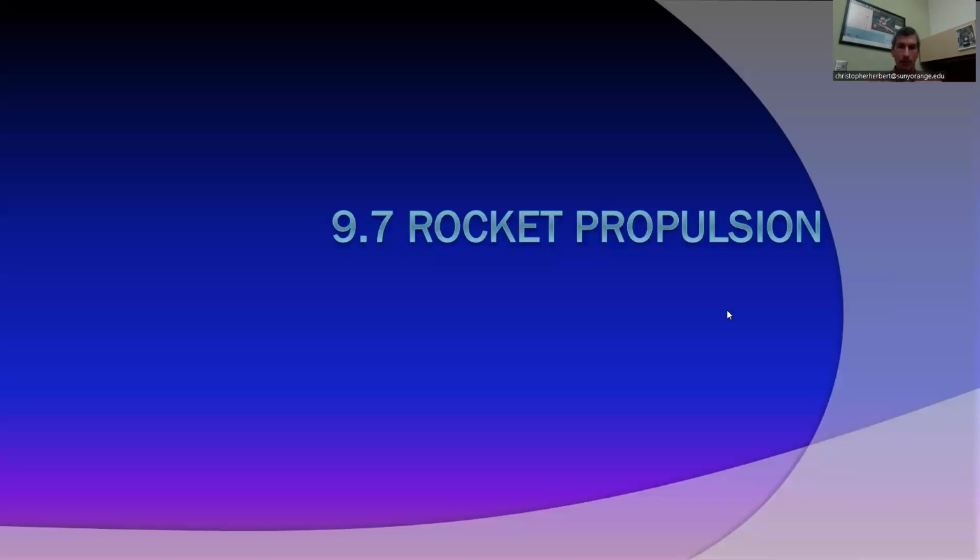We're going to take a look at rocket propulsion in the context of conservation of momentum. What we're going to see is that the general expression for Newton's second law is not F equals ma. It's not force equals mass times acceleration. It's actually force equals the rate at which the momentum changes with respect to time.